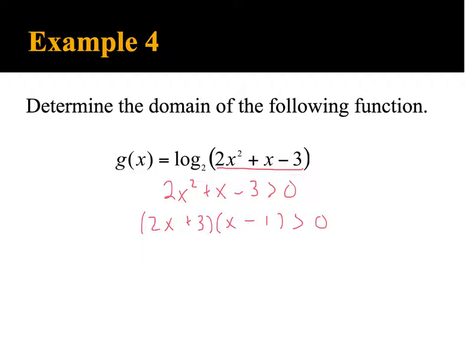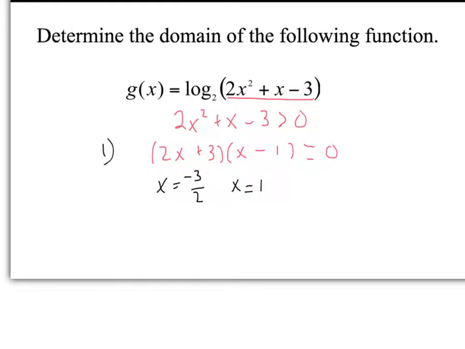And so here, my two critical numbers, and usually what we do, and in fact I might have made a mistake here, usually we make this equal to 0, because we're trying to find the critical numbers. And so we make this equal to 0. This is our first step. And the critical numbers here are -3/2 and 1. And I have to decide if these are going to be included or not. So I'm going to skip some of the steps since you already know how to do this, but it turns out that we need open circles at both. Actually, let me go ahead and plug them in.